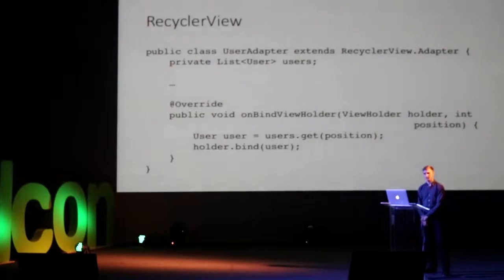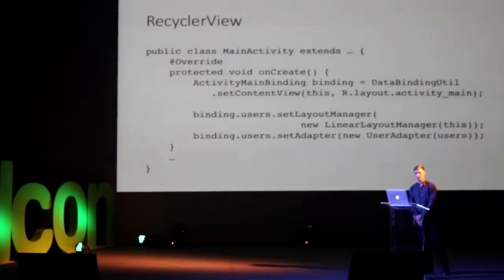Then inside of the adapter, you have onBindViewHolder. The only thing you really need to do here is get your object and pass it to the bind method. And that's it. And then inside of your activity, you have your binding reference. Binding.users in this case is a reference to the RecyclerView inside of the view. Then you can set the layout manager as you usually would, and you can set the adapter. So that's really it.